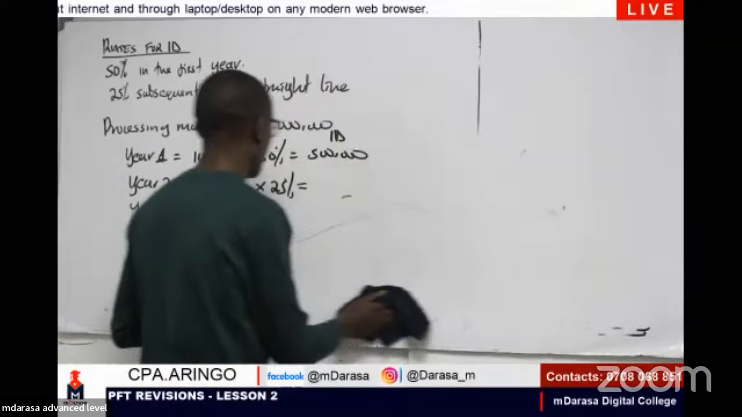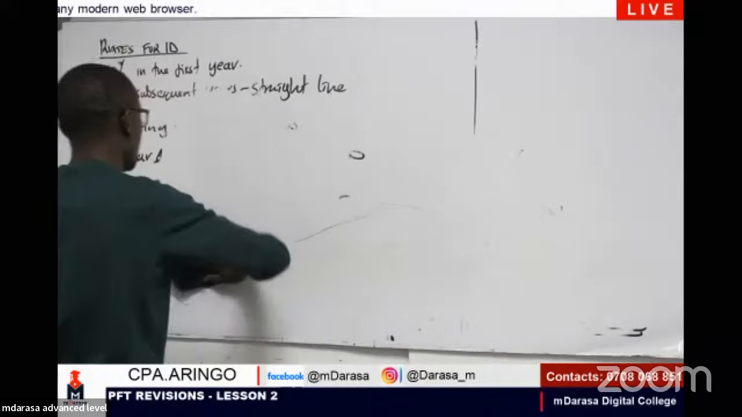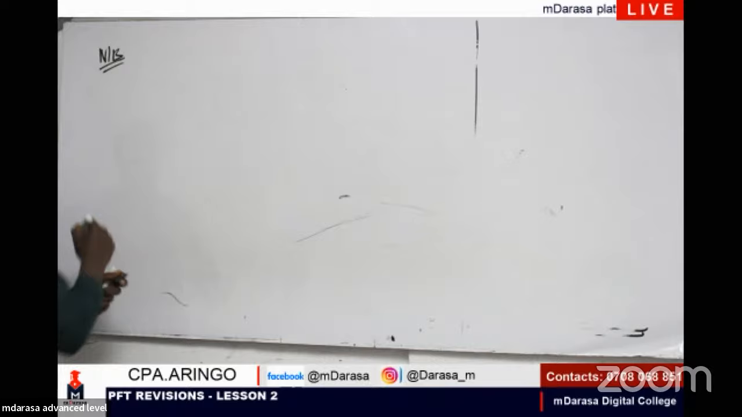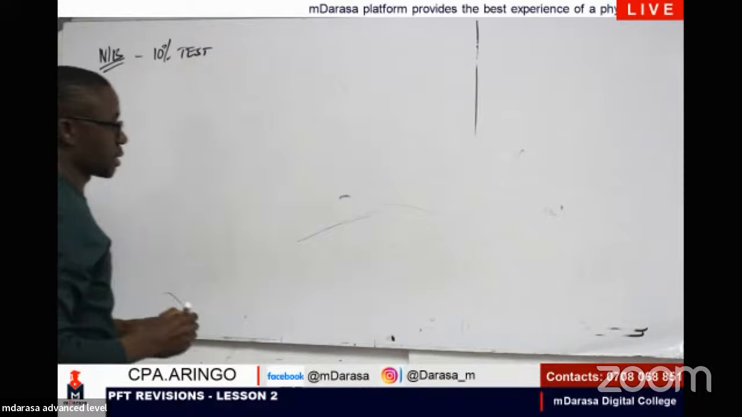Once we have that case, there is a very key item in ID which Mwalimu would want to summarize here. In this case, we can have it as an NB, which is very important. Talk about what? 10% test. A very key component in investment deduction.